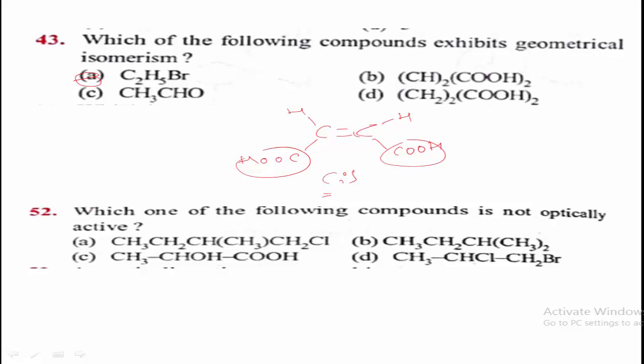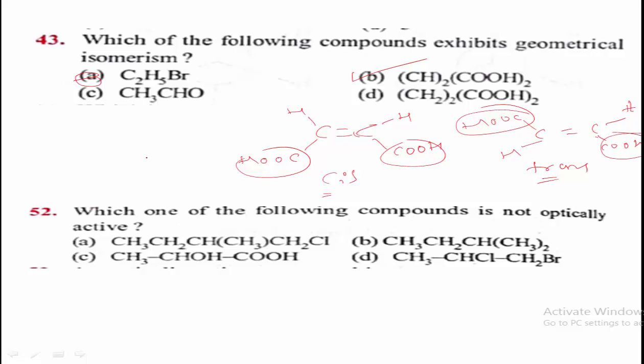You can also write this in another way. C double bond C, I write H here and H here, and here one COOH group and here also one COOH group. Here the 2 similar groups are present in opposite directions, therefore it is trans form. Second one follows geometrical isomerism. Is it right? Yes, according to the question, this one is the right answer.